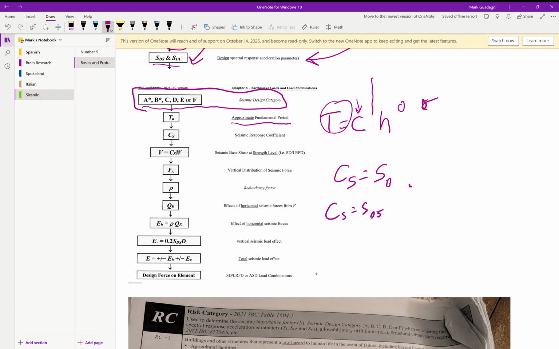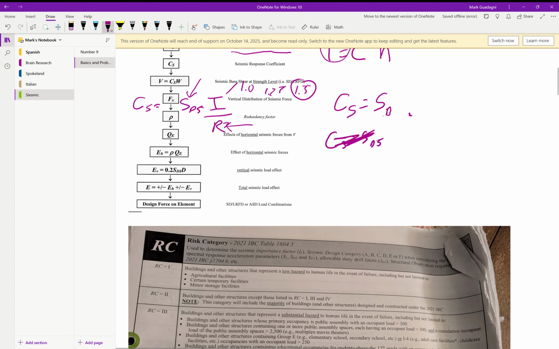CS equals SDS I over R. I is a function of what we talked about previously, our importance factors, so that could be 1.0, 1.25, or 1.5 in the most extreme case for a building, police building or hospital. SDS is what we talked about above, which is a function of where your building is, the acceleration, the ground, and then we have R.